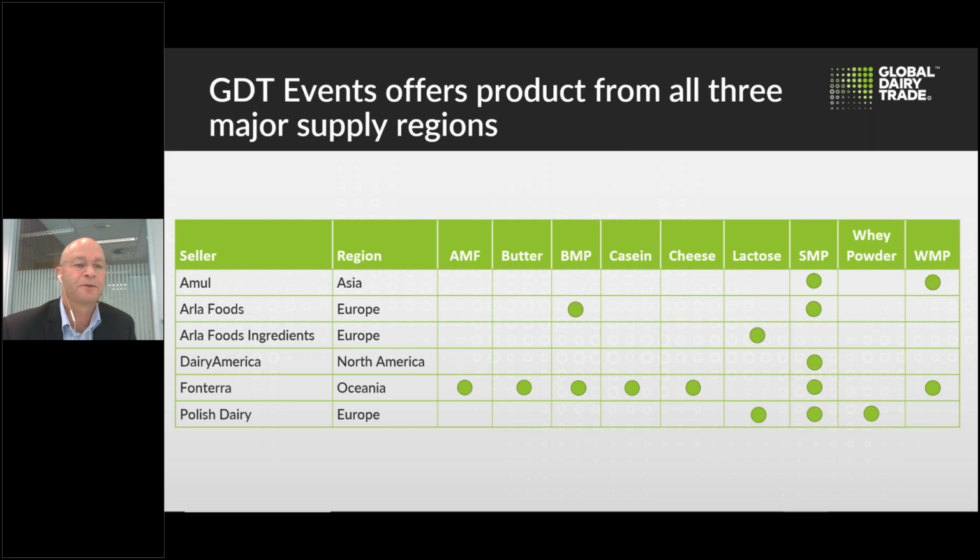Two other sellers you'll note there, Amul from India and Polish Dairy from Poland, both consistently offering products, but not at a pricing level that is meeting the market's needs. So they're active in terms of offering products, but not selling a significant quantity, unlike the other sellers.